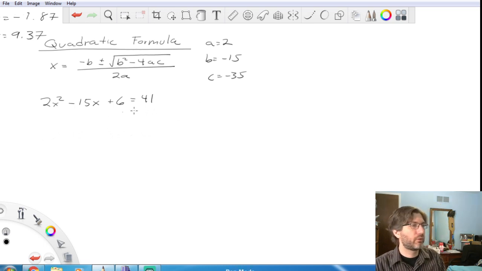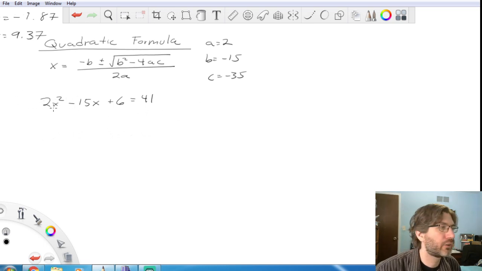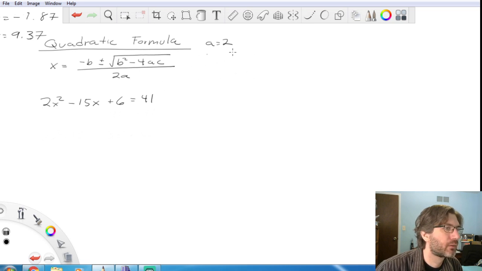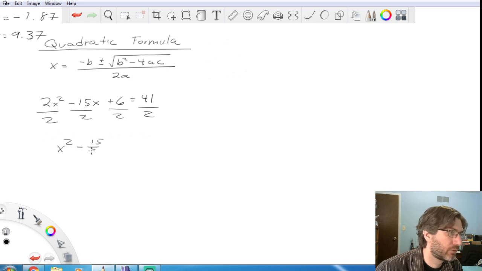First thing you want to do is, because we have the coefficient here, you're going to divide everything by 2, which is going to make things ugly, but that's what we're doing, isn't it? Divide by 2, divide by 2, divide by 2, divide by 2. This becomes x squared minus 15 halves x plus 6 divided by 2. We can actually do that. That's nice. Plus 3 and 41 halves.